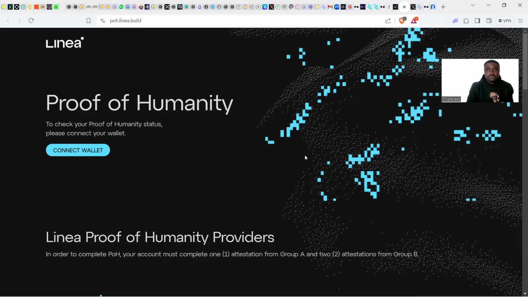Okay, so very soon most EVM associated airdrops are going to be disqualifying users based on their proof of humanity, because they don't want to be giving out free money to robots. They want to give out free money to human beings who have actually engaged by themselves. All right, so all you need to do is go to Linea, just type Linea proof of humanity.